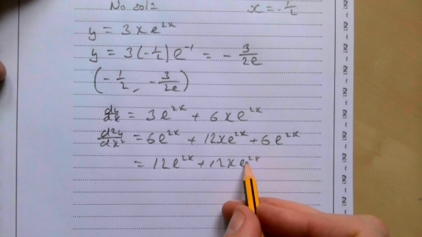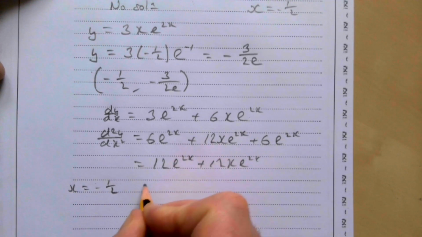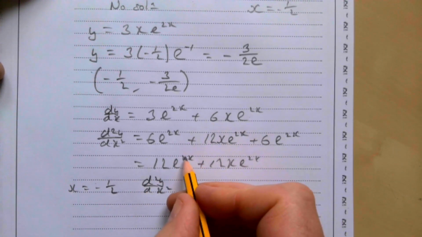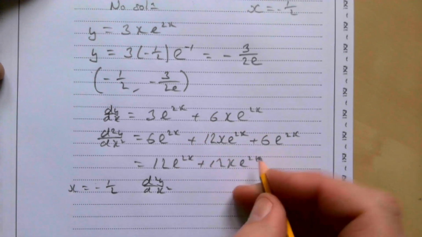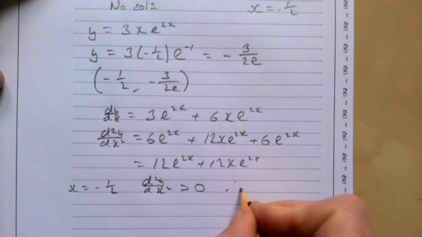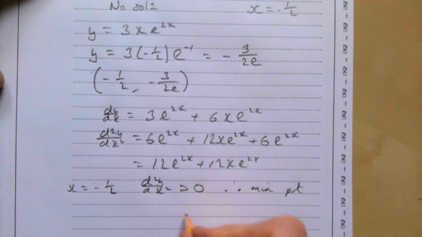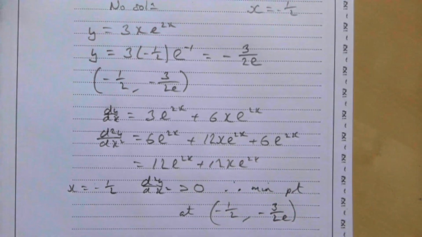We want to find the nature of the turning point, so whenever x is minus a half, d2y by dx squared, we stick minus a half in there, and the minus a half, don't be put off by the minus, that doesn't turn it into a negative. The answer then is greater than 0. That means it's going to be then a minimum, so therefore it's a minimum point at minus a half. What was my y coordinate then? Minus 3 over 2e.